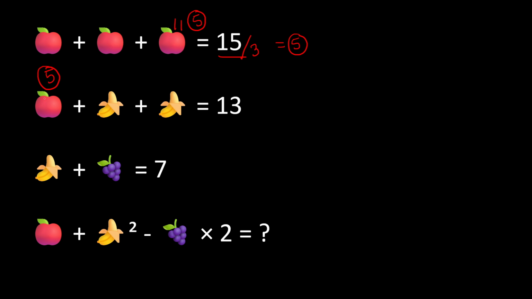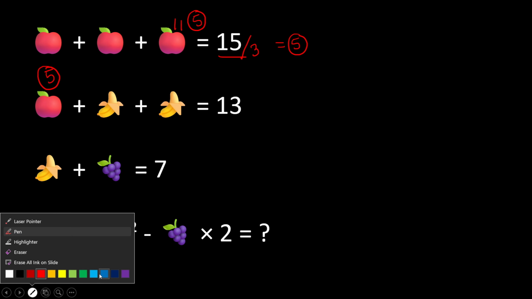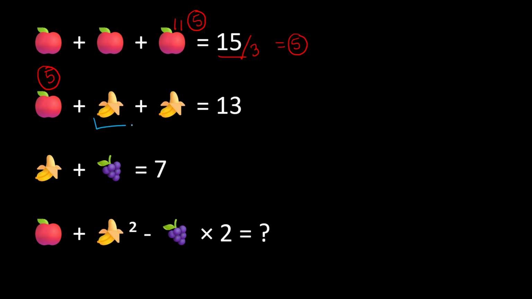Again we will move forward the value of 5 apple here. Now as you can see, 5 plus 1 banana plus 1 banana equals 13. So to get the value of 2 bananas we have to subtract the value of 5 here. So we will write 13 minus 5, which equals 8, and this 8 will be the value of 2 bananas. So to get the value of 1 banana we will divide by 2, which equals 4. So the value of 1 banana will be 4 here.